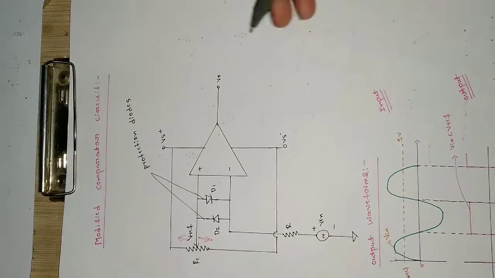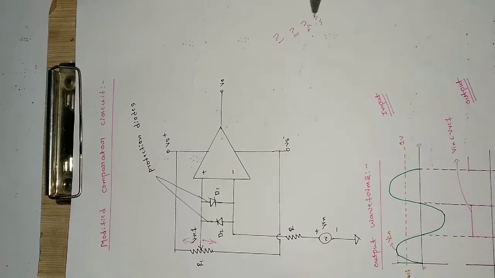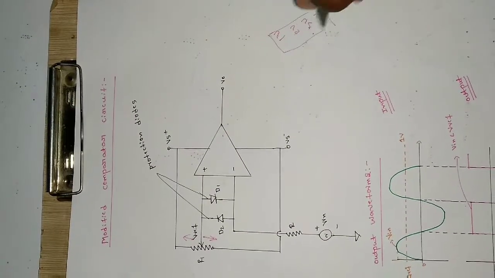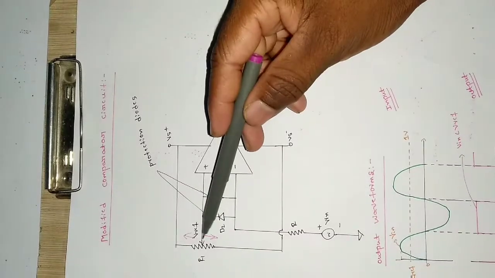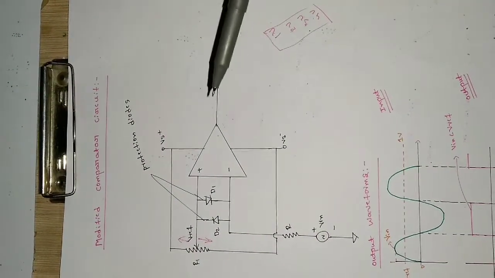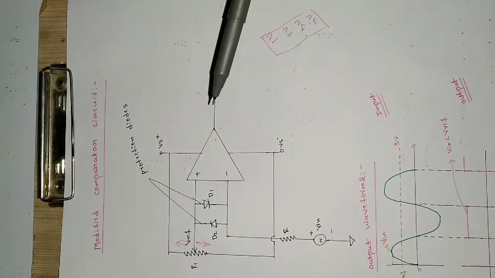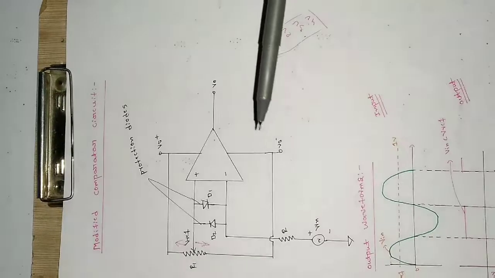So if it is previously 1 volt, I can change it to 2 volt, 3 volt, or 4 volt according to my convenience by moving this notch on the potentiometer. So this is the facility which is provided by this circuit, so I can change the reference voltage here. The rest of the things will be common, guys.